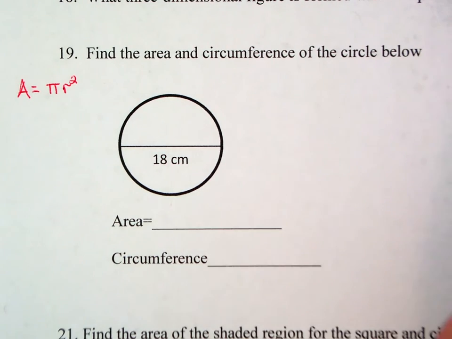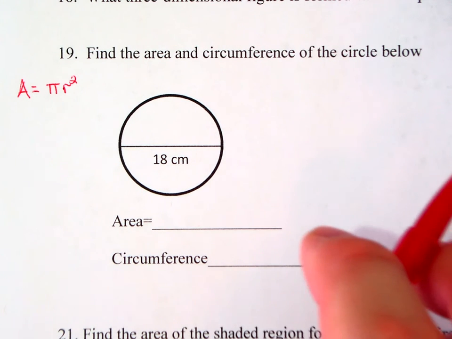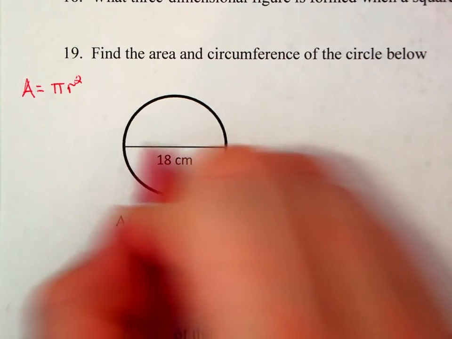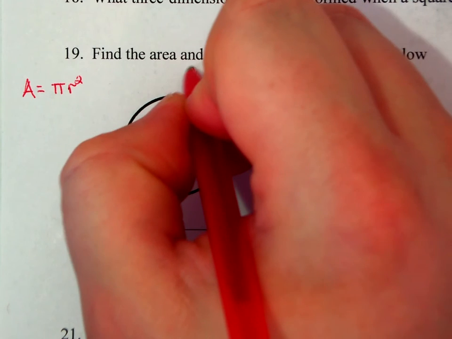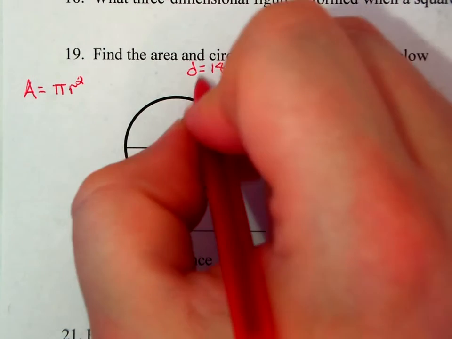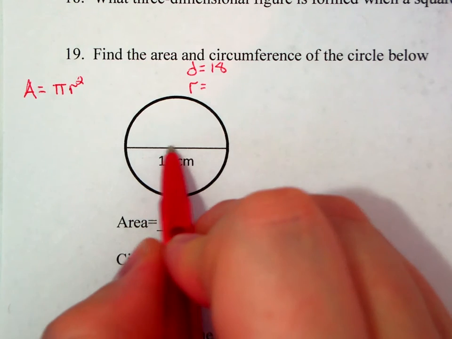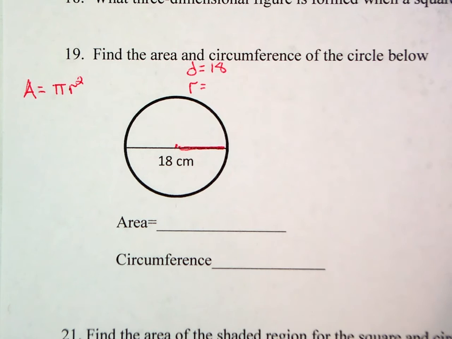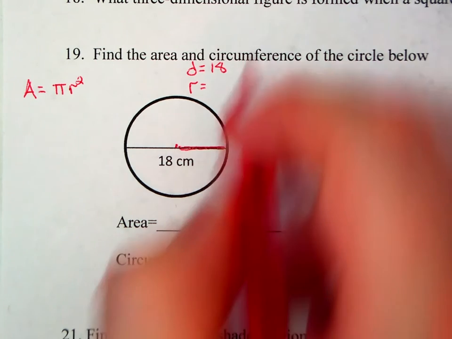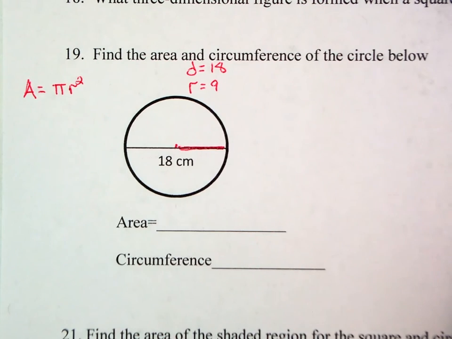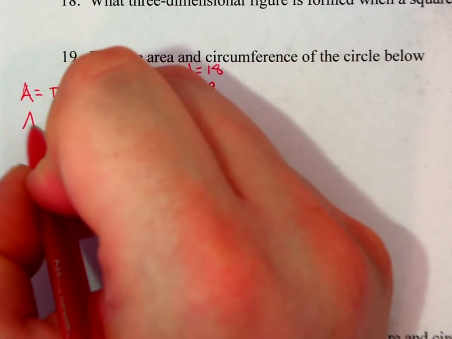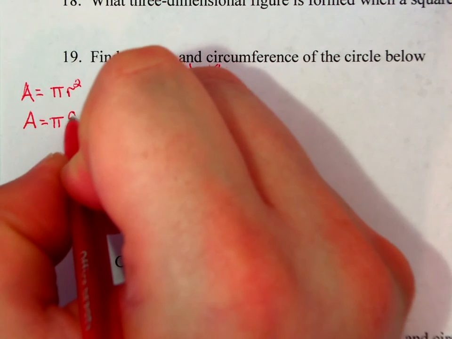And another thing I'm going to do is go ahead and identify my radius and diameter. I'm given a diameter, which is the distance across the circle, so I will say d equals 18. And I'm going to identify my radius, because my radius is half of this distance, from the center of the circle to one side of the circle. So half of 18 would be 9. That's going to simplify things for me because now I can take that 9 and plug it into my equation. A equals pi times 9 squared.